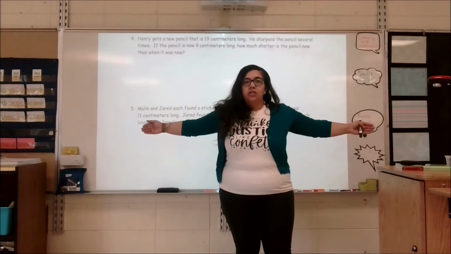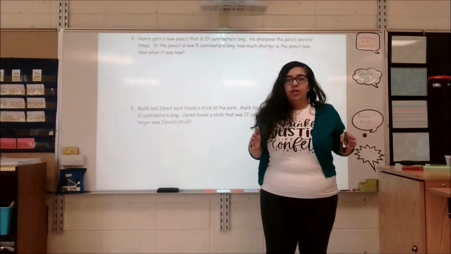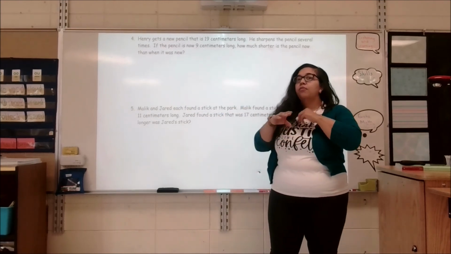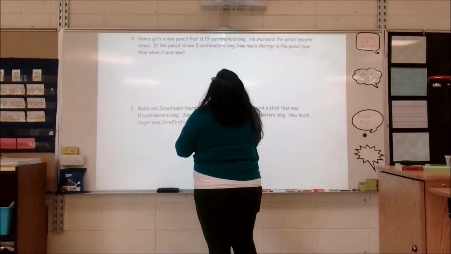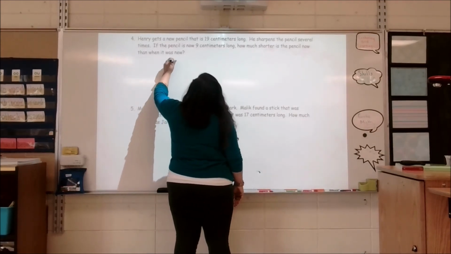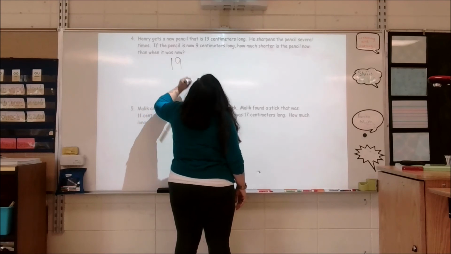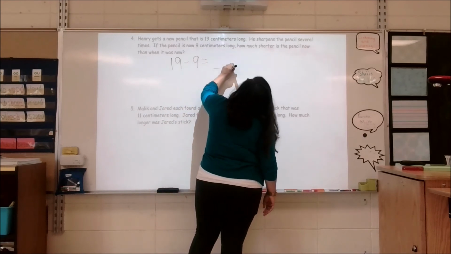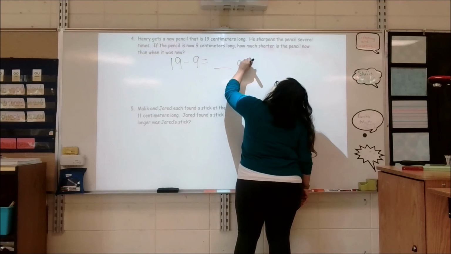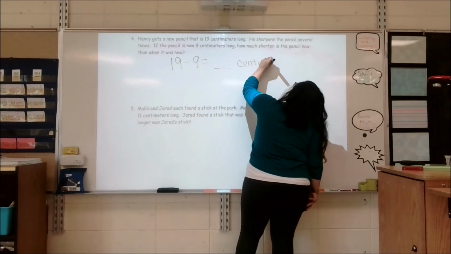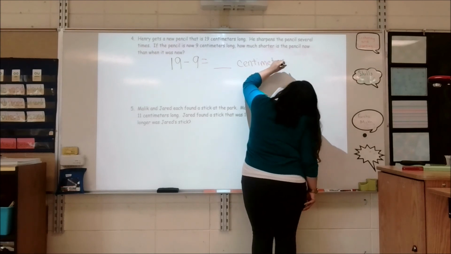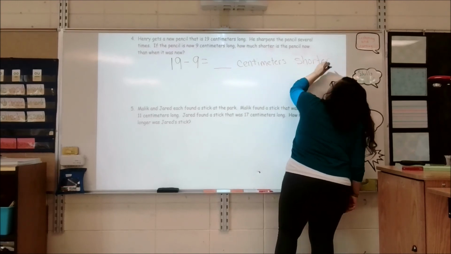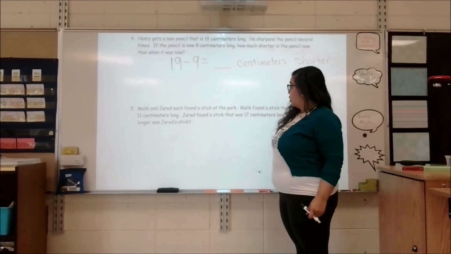So we know how big it was when it started, how long it was when it started, and we know how short it is now. We're trying to find out how much shorter, how much more short did it get from sharpening. So we're going to start with this pencil that is 19 centimeters long minus the 9 centimeters it now is, to find out how many centimeters shorter. How many centimeters shorter?